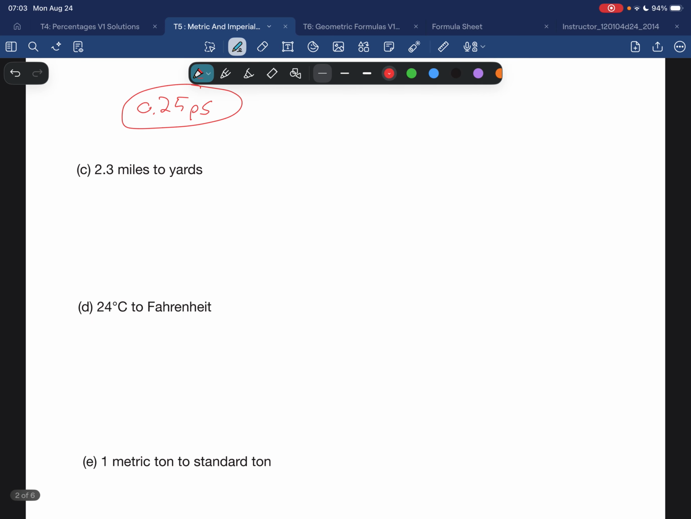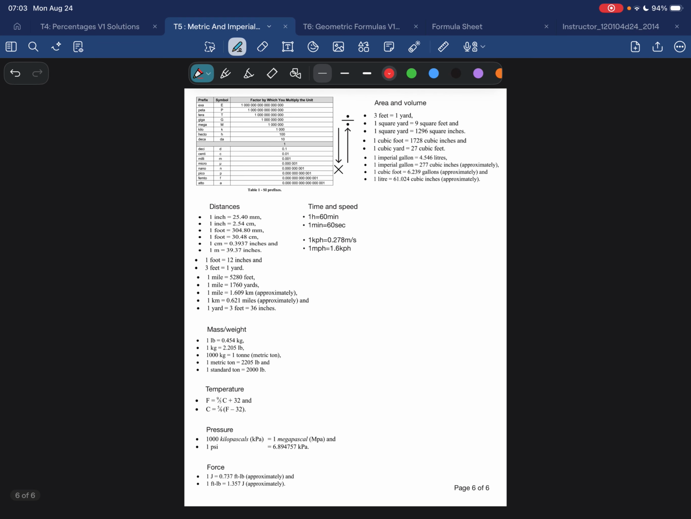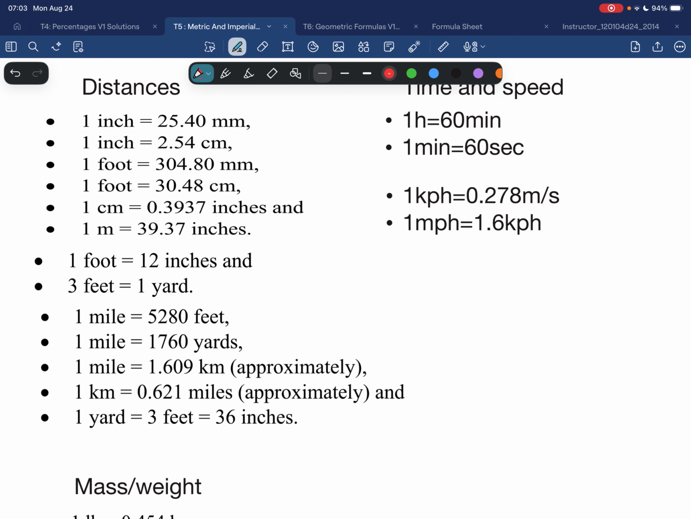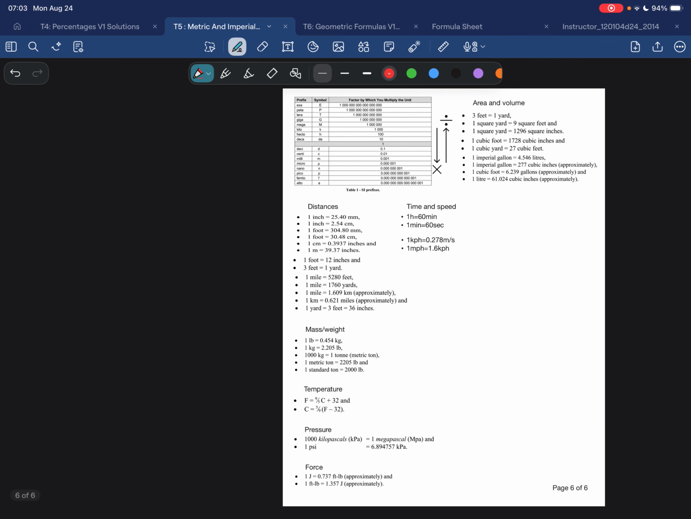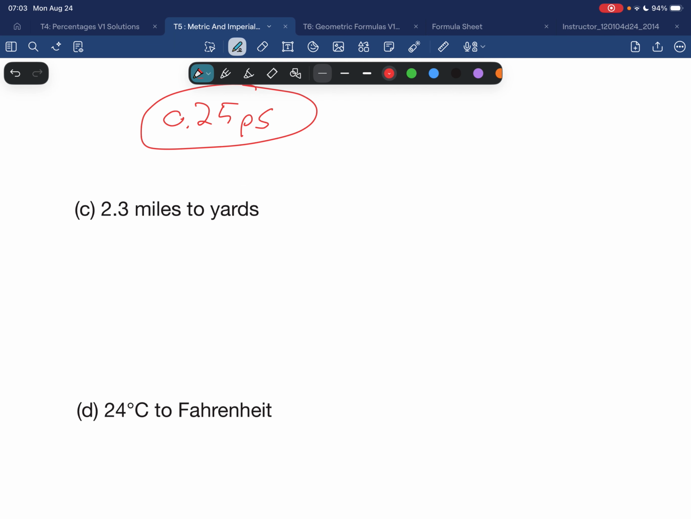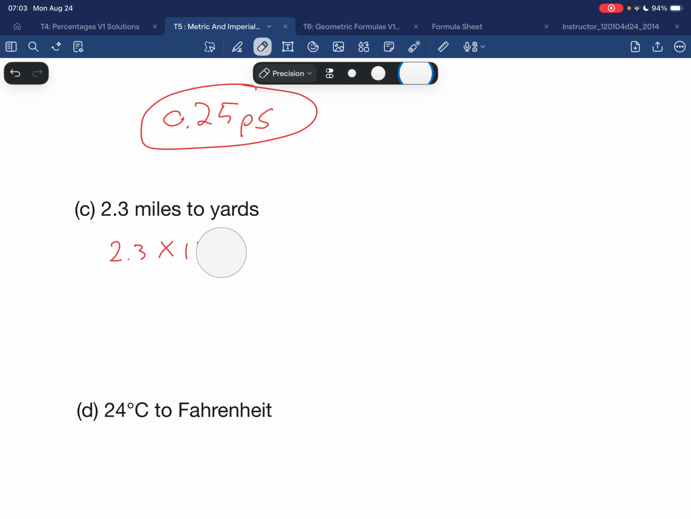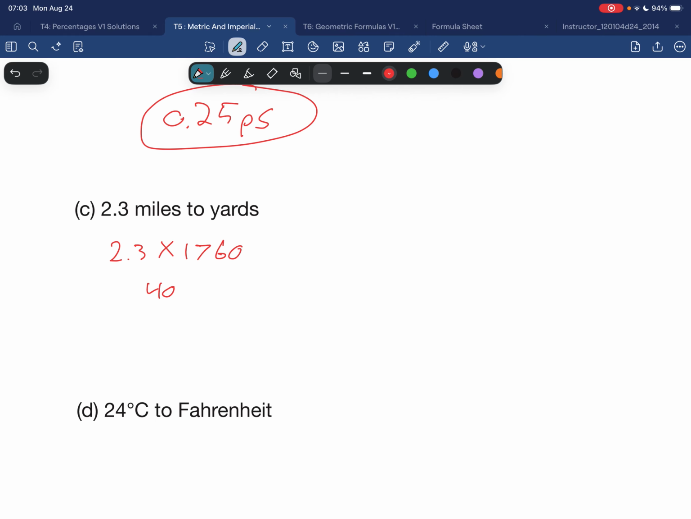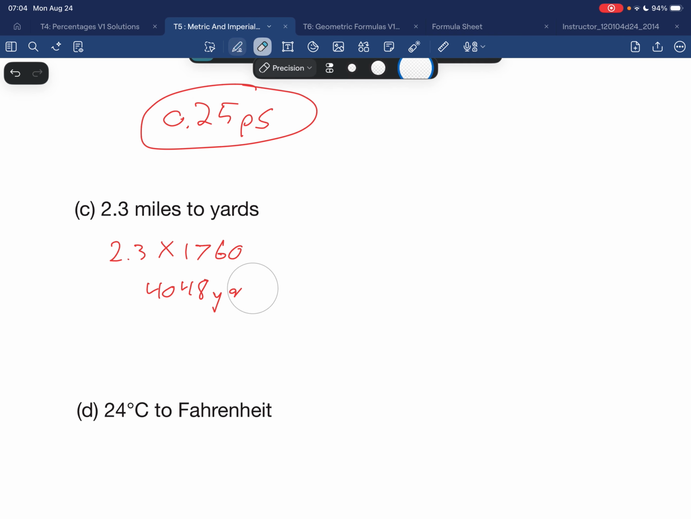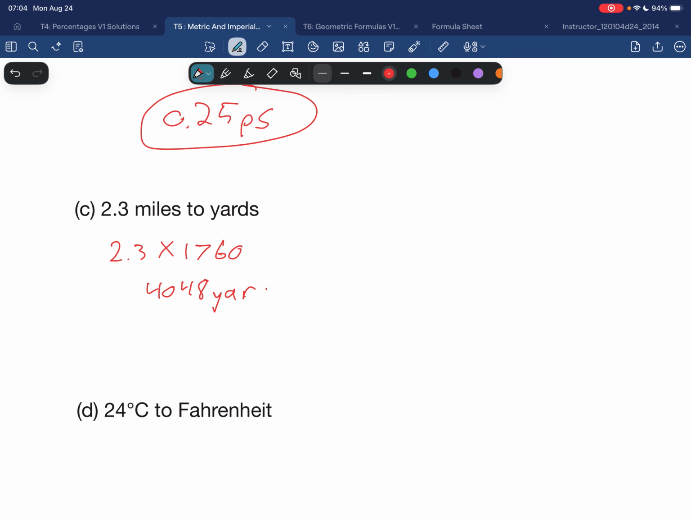Here, 2.3 miles to yards. We need our conversion for miles and yards. Here we have 1 mile equals 1,760 yards. So 2.3 times 1,760 yards gives us 4048 yards. There we go. That looks way better. Great.